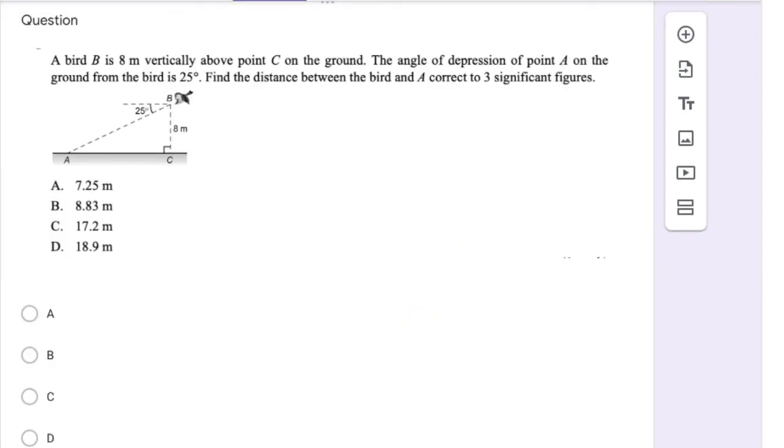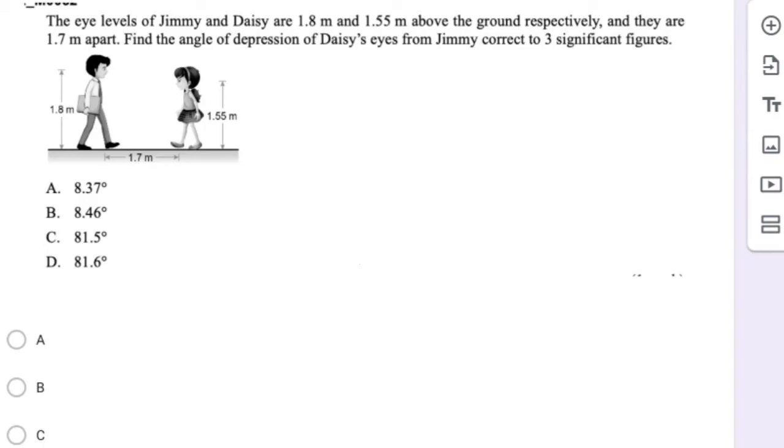Now, if you're going to find out the distance between them, basically you know this is also 25 degree. So you will have this distance. Actually, you can set up the equation like this. So you know AB equals to 8 divided by sine 25 degree, which is 18.9. That's why you have D as your answer.